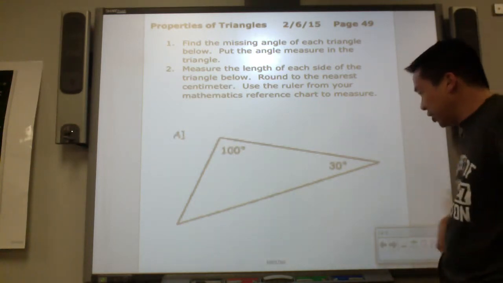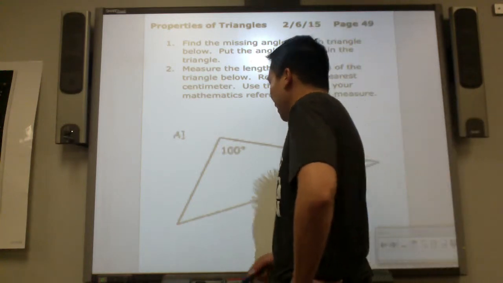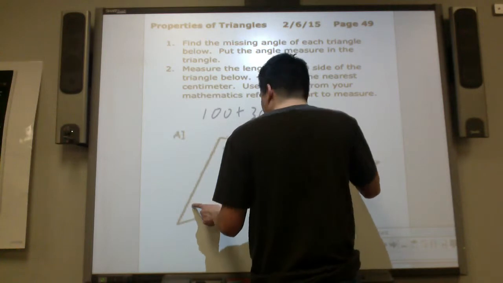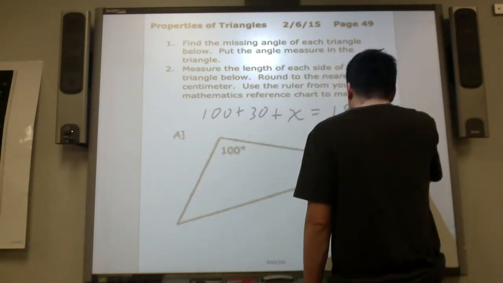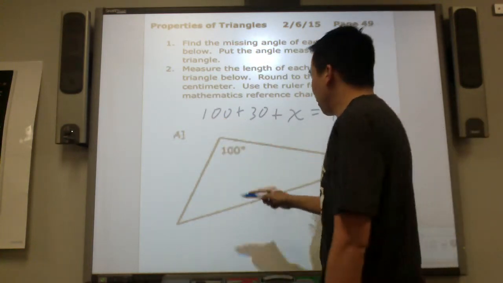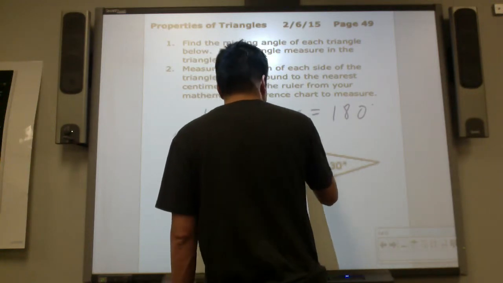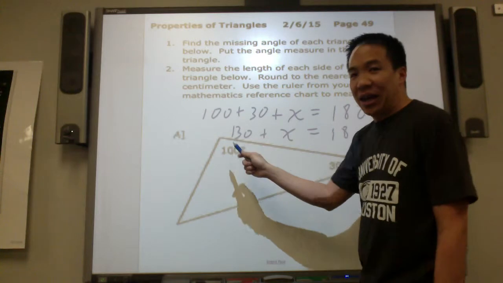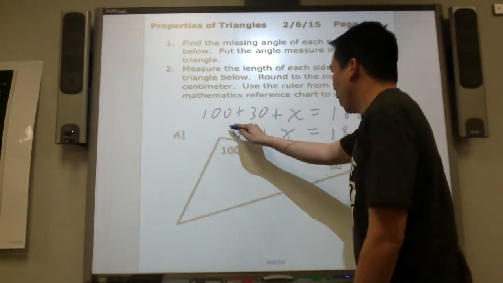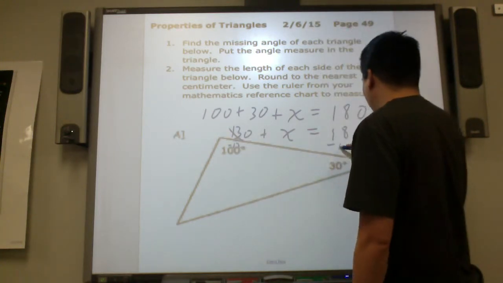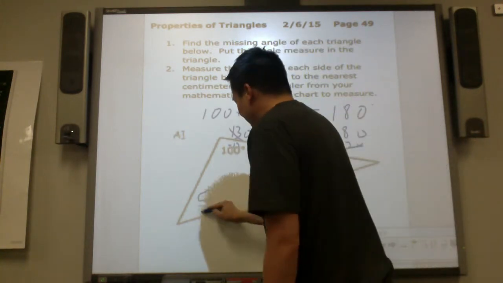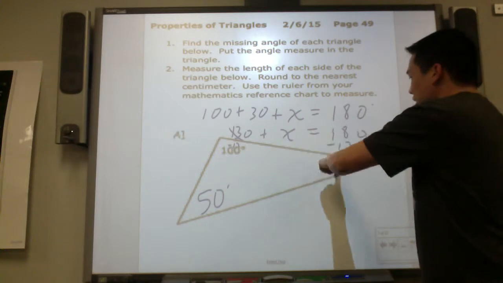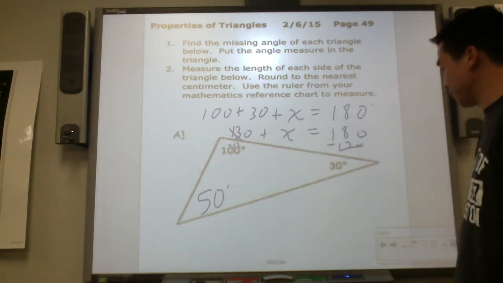So we have 100. We have 30. So 100 plus 30 plus x equals 180 degrees. What is 100 plus 30? 130 plus x equals 180. How do I find x? I need to do the inverse operation. I take away 130 from this. So that would be 50 degrees. So 50 and 130 do add up to 180 degrees.